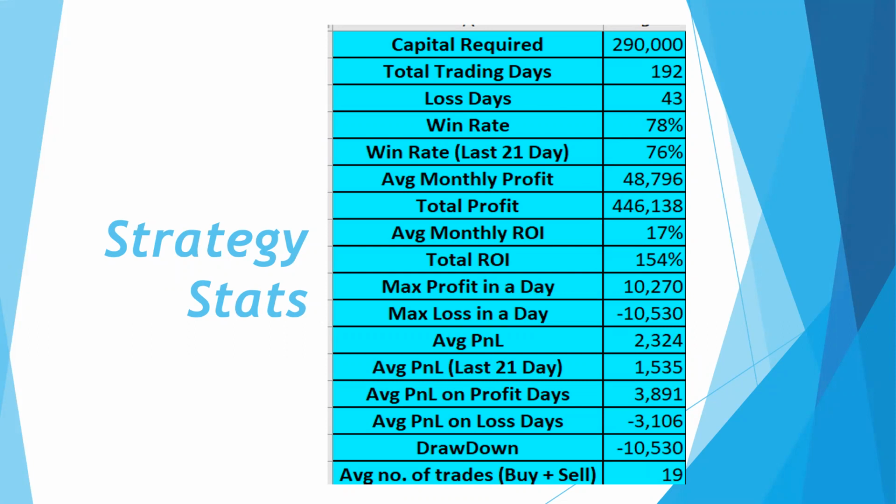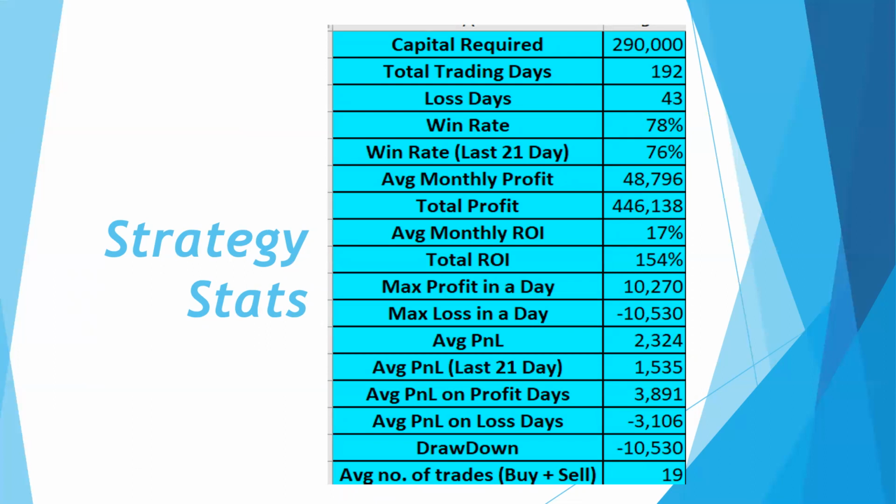If you see the last 21 sessions, the win rate is 76%, which is a great piece of consistency. Whatever the 9 months win rate, if the last 1 month also has the same win rate, that means the strategy is performing very consistently. What is the average monthly profit? Average monthly profit is 48,796.